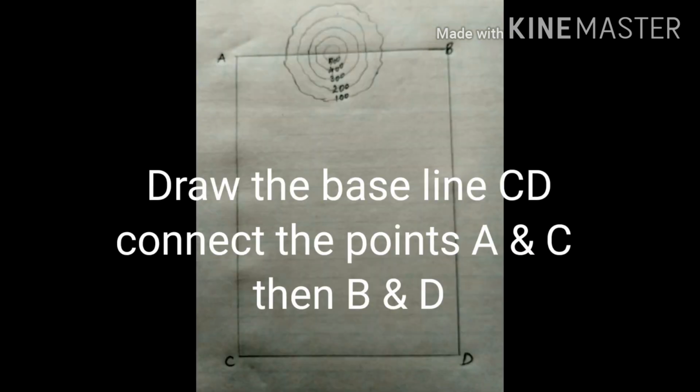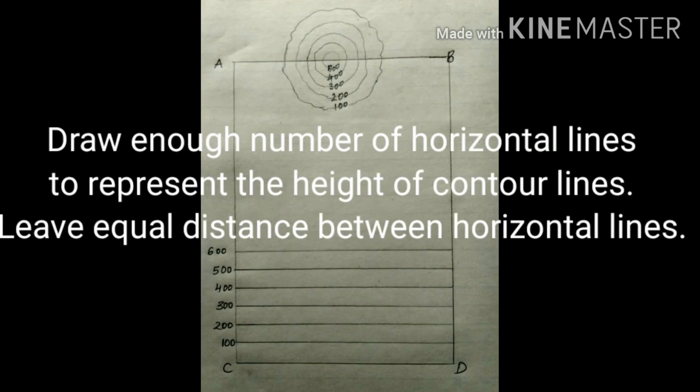Then draw a baseline after leaving enough space between contour diagram and the baseline. Then connect the points A and C, then B and D. Now draw enough number of horizontal lines after leaving equal distance in between to represent the digits given in the contour diagram. Now write the numbers in ascending order from bottom to top.